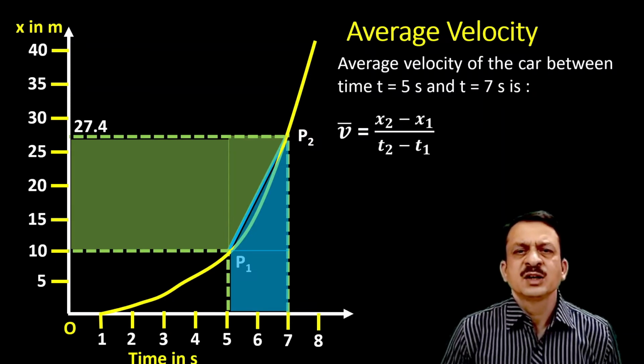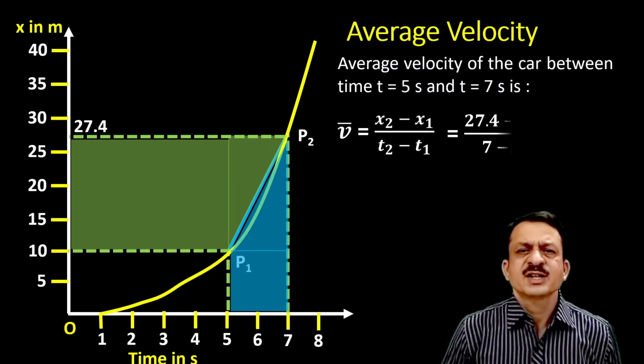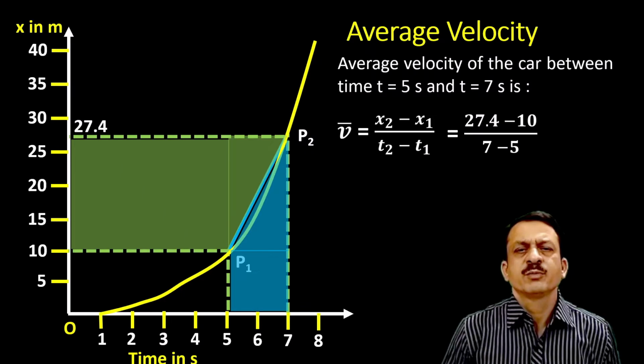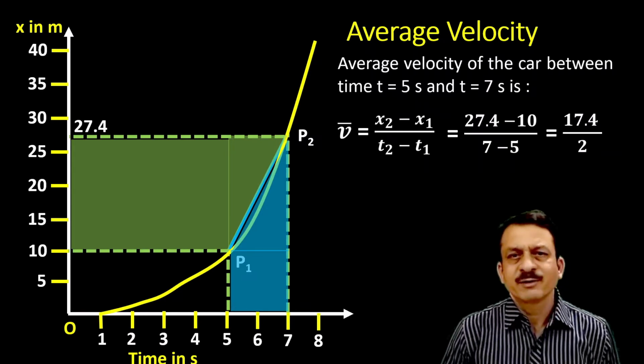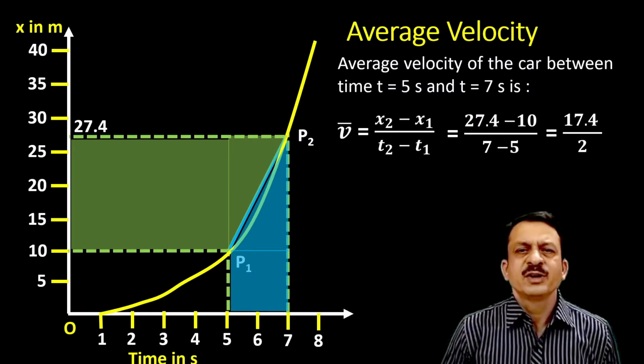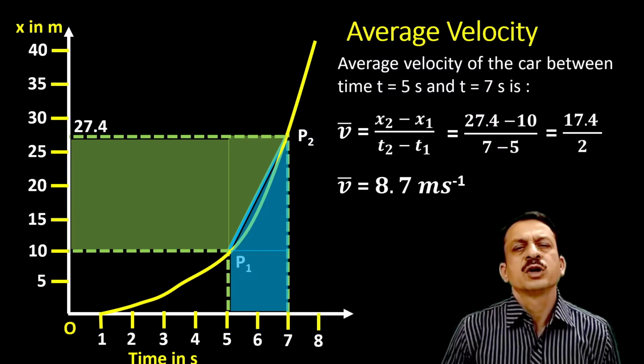What is x1? It is 10 meter. What is t2? It is 7 seconds. What is t1? 5 seconds. Substitute them. So 27.4 minus 10 divided by 7 minus 5. So that is equal to 17.4 divided by 2. If you work out, it becomes 8.7.